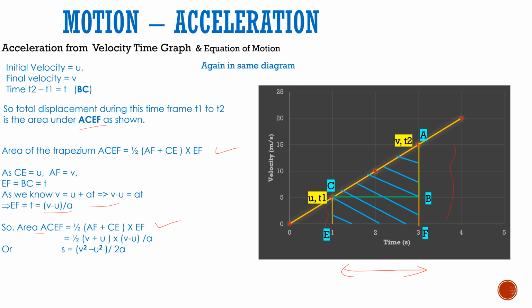So displacement is v square minus u square, using the a plus b into a minus b formula. So s equals v square minus u square by 2a, or v square equal to u square plus 2as. This is another equation of motion. That is how we have derived it from the velocity time graph.